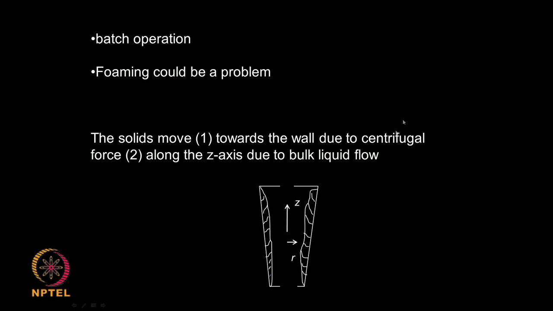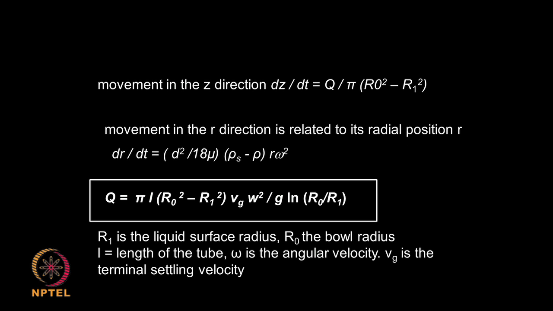So, when the solids are moving up, you have two forces that are acting on the solids. One is the centrifugal force which is throwing the solid out, and one is the force along the axis where the bulk of the liquid is flowing. So, if you use these two terms and then write the model, you end up with a very interesting equation like this. The throughput through the bowl centrifuge is made up of the radii of the bowl, and then the omega, that is the angular velocity at which it is rotating, g, and v is the velocity, the terminal settling velocity term comes in.